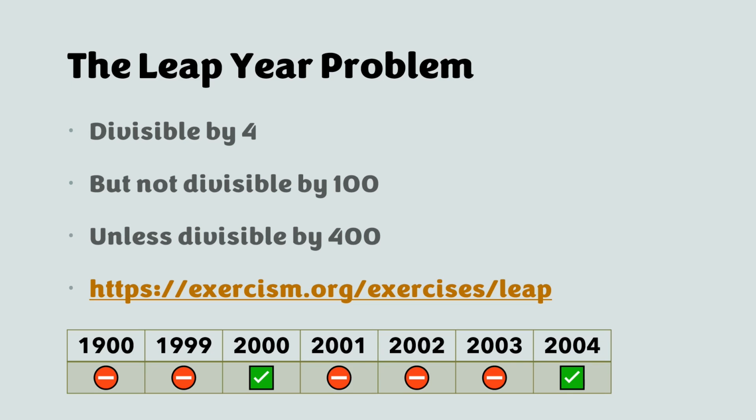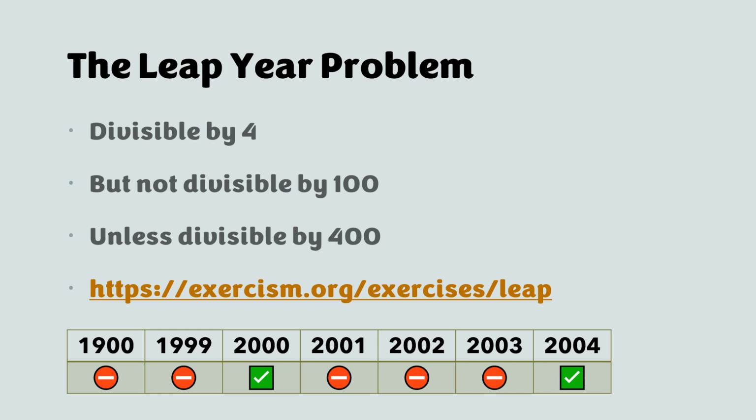There are some specific rules to do this. If the number is divisible by 4, then it is a leap year. However, if it is divisible by 100, then it is not a leap year. But still, if it is divisible by 400, it is a leap year again.